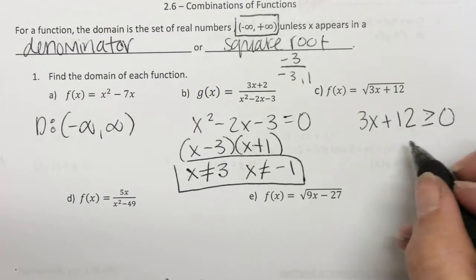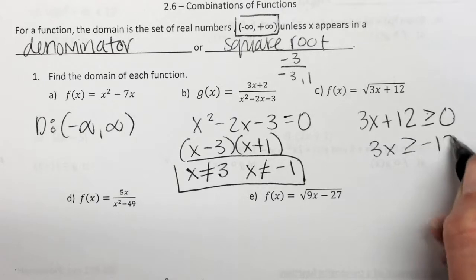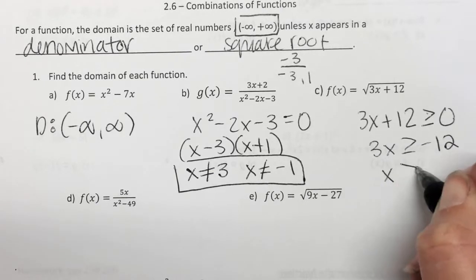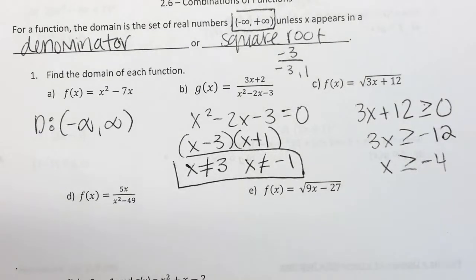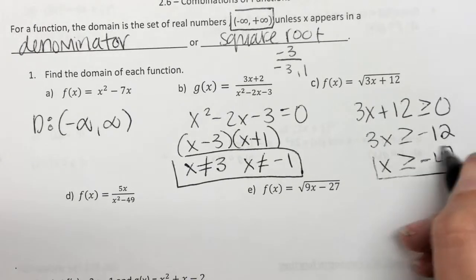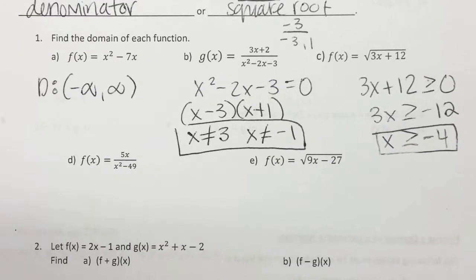So how do we solve for x? Subtract 12, divide by 3, x will be greater than or equal to negative 4. Good. So x can be all real numbers that are greater than or equal to negative 4. That's the domain. Alright, I want you to try D and E on your own. Let me know if you need help.